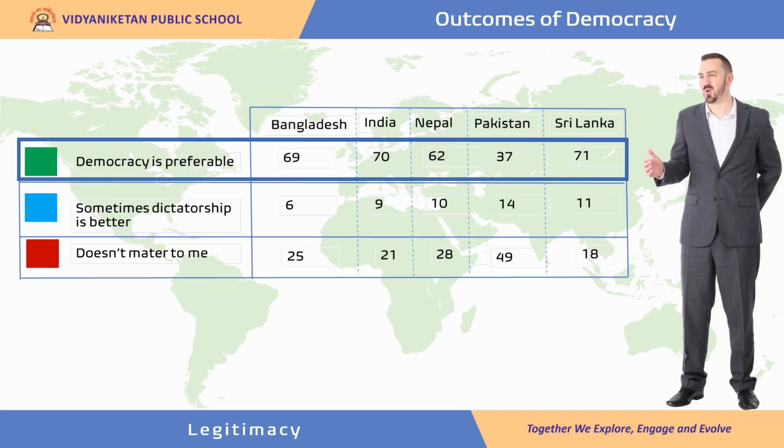Thus, democracy is legitimate. Let's look at the spread of democracy over the last 1.5 centuries. It will only strengthen our conviction that democracy is indeed legitimate. Just watch how democracy became popular over time.